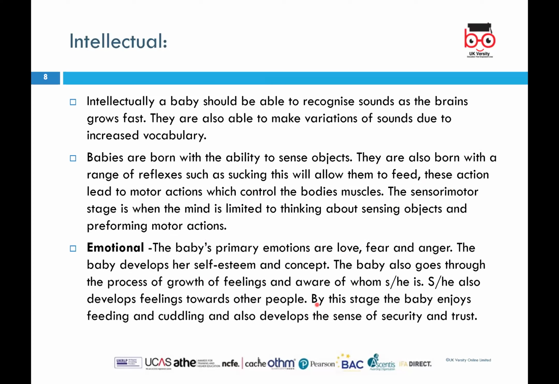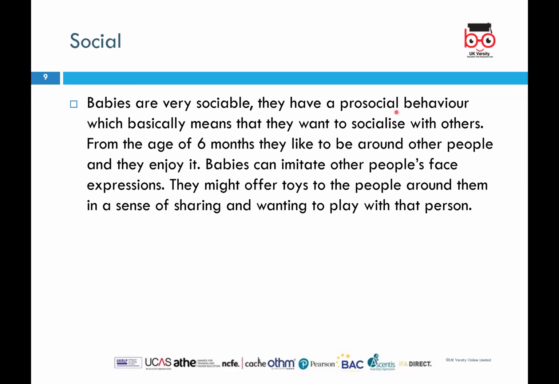Socially, they're pro-social, unlike older adults. You have older people who are social as well, but infants or babies are very social. From the age of 6 months, they like to be around other people and enjoy it. Babies can imitate other people's faces and expressions. They may offer them toys. That's sharing and wanting to play with that person.